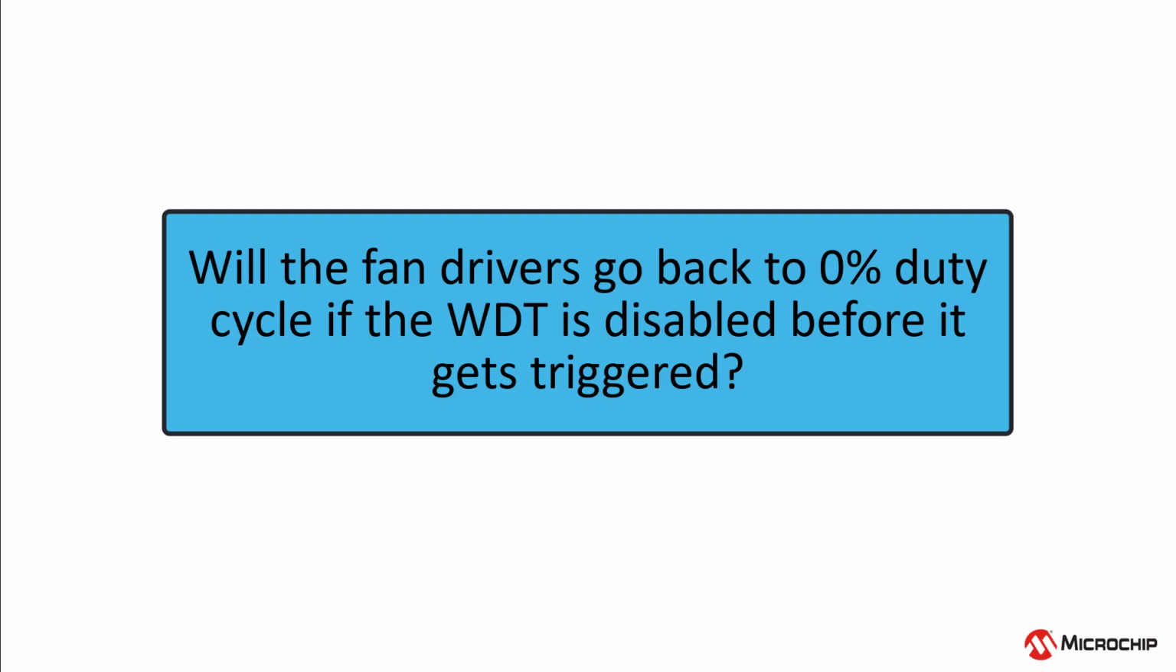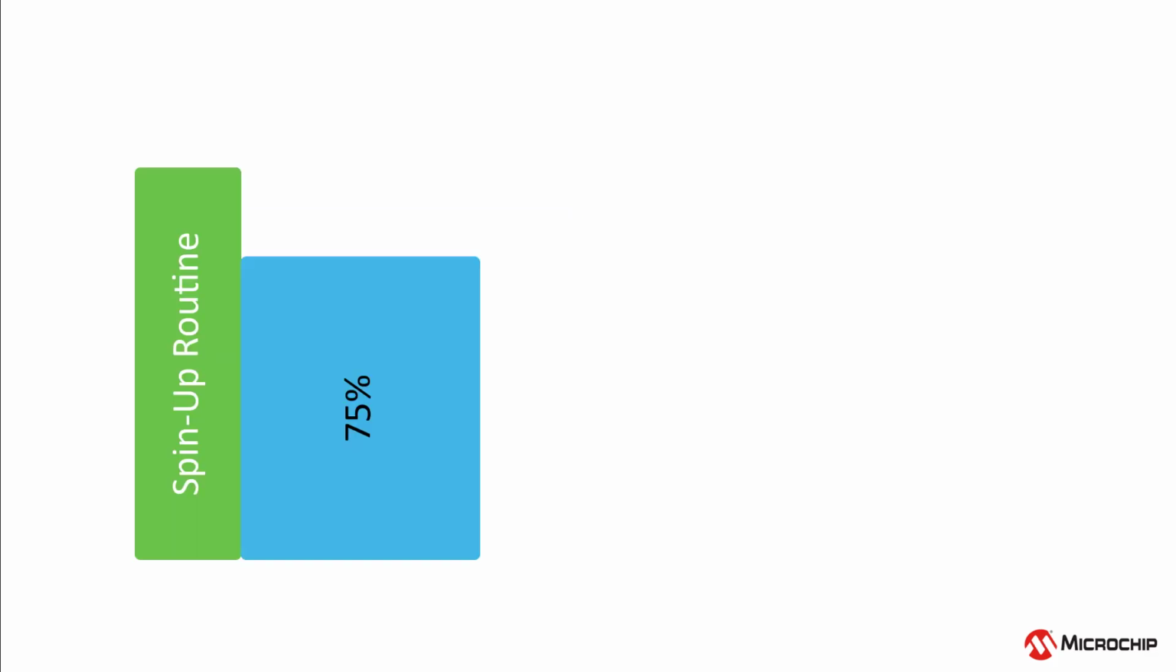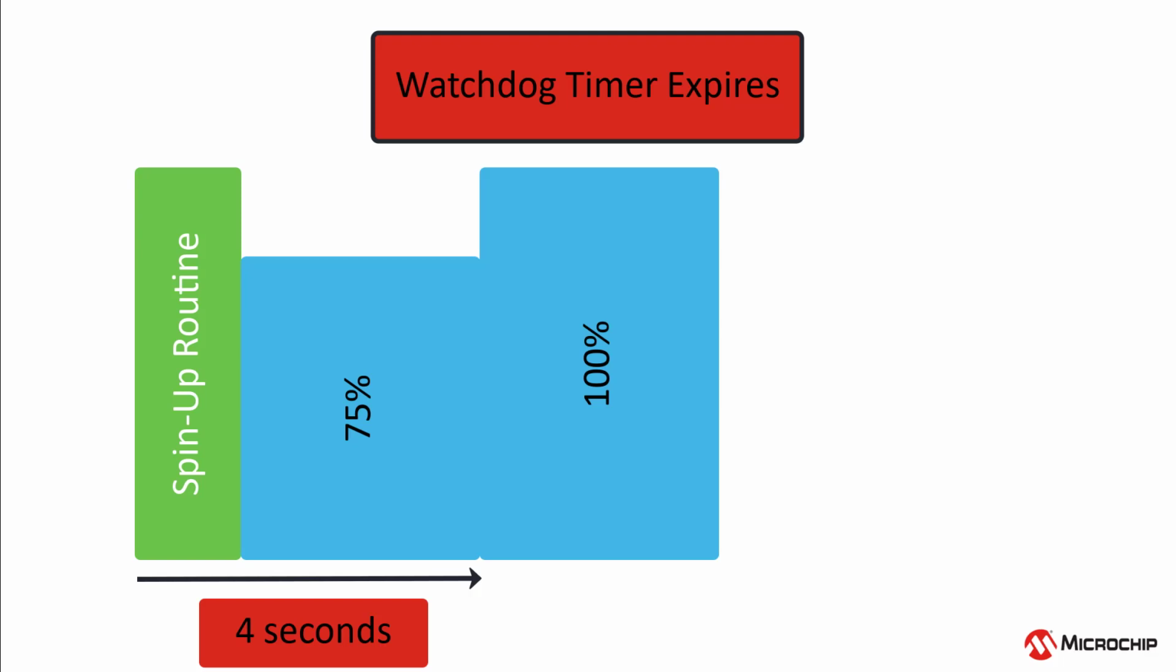Will the fan drivers go back to 0% duty cycle if the watchdog timer is disabled before it gets triggered? The short answer to this question is no. Let's say you've used the clock pin to set a default duty cycle of 75%. After the spin-up routine, the fans will go to 75% and stay there. If the watchdog timer expires after 4 seconds, the fans will be set to 100%.